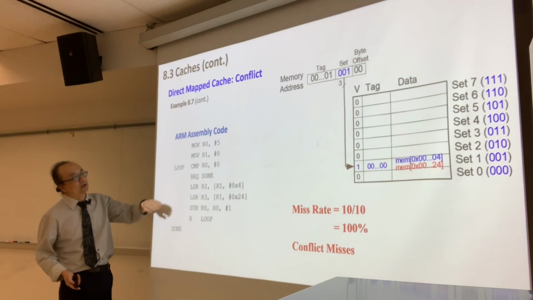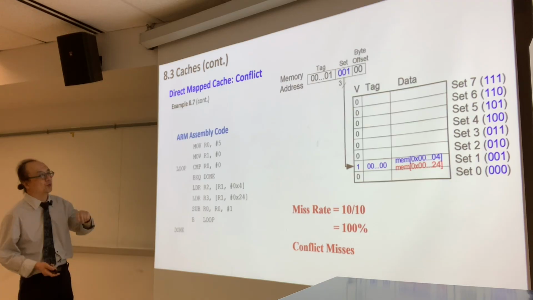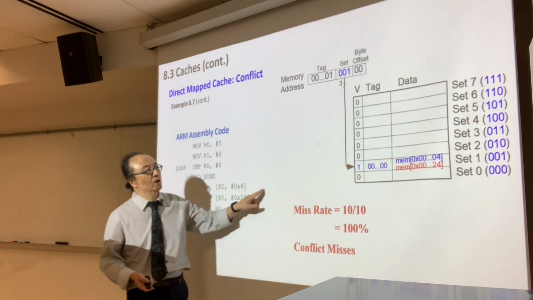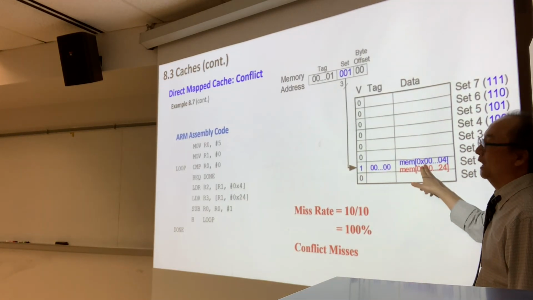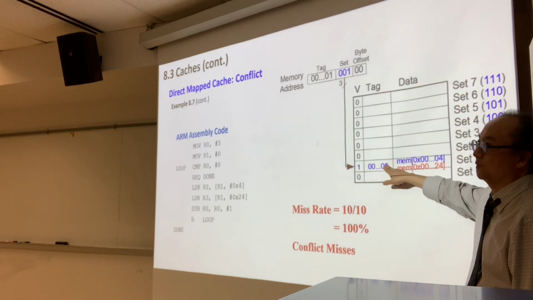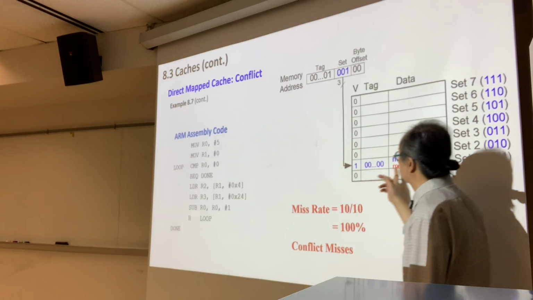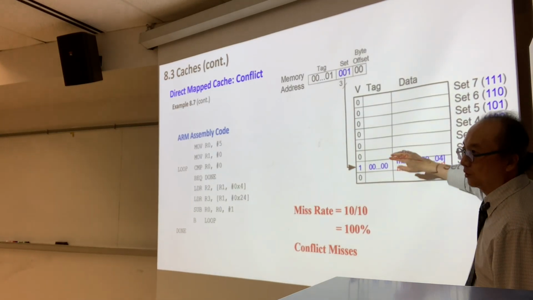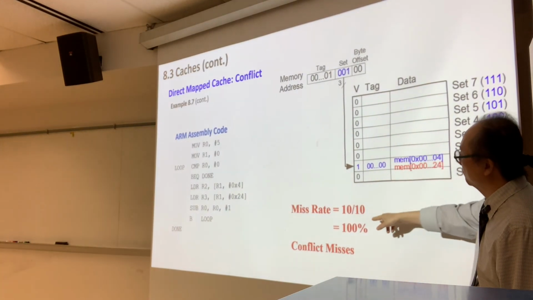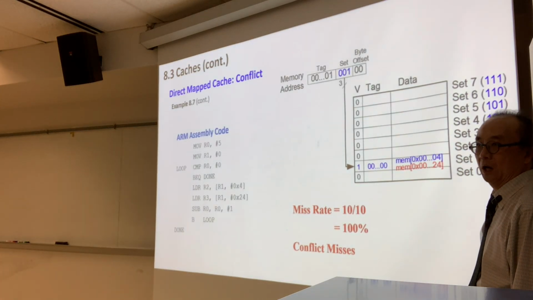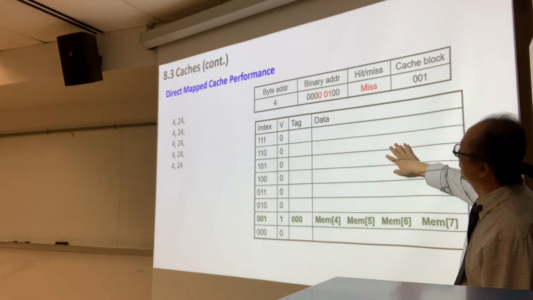Next, we're going to work on 4 and 24. In this case, it's 100% because 4 is going to be here, and then 24 is going to replace 4. Next time when you call 4 again in the same location, we have to replace, replace, replace. Therefore, the miss rate is going to be 100%. So this is the case.